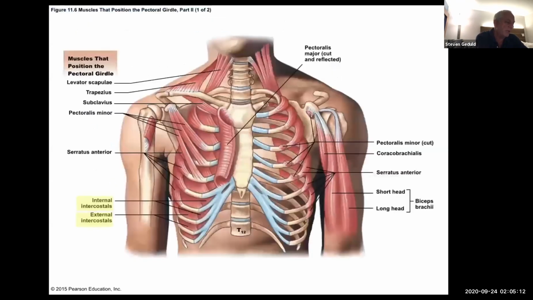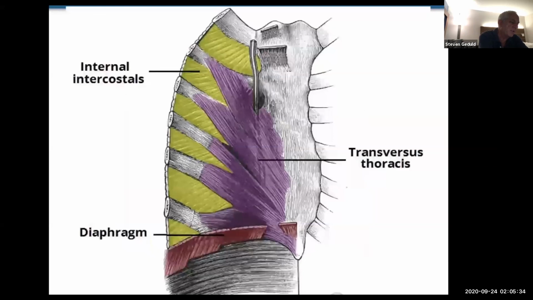You can see here's your internal intercostals. Costal means ribs, and these are internal intercostals between the ribs. Okay, that's where they're located. Those are your internal intercostals, and your external intercostals are these out here on the outside of the costal cartilage of the ribs. So internal intercostals, and this is the diaphragm across here, and your transverse thoracics are internal and on top of the abdomen.